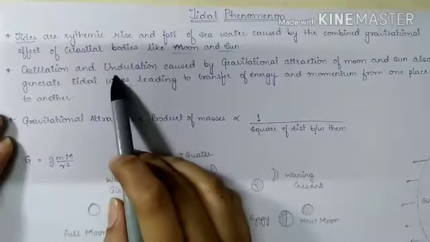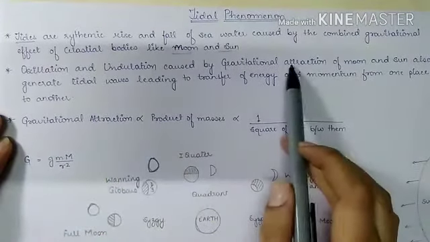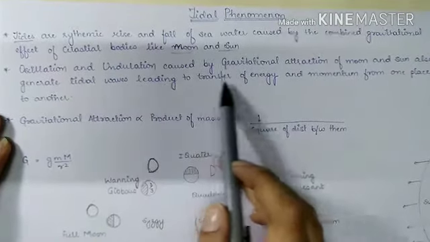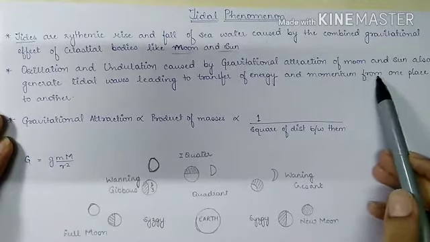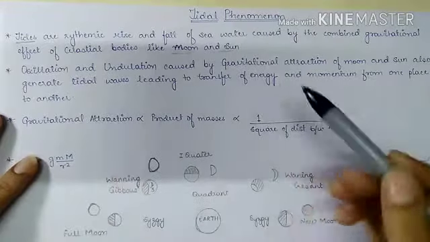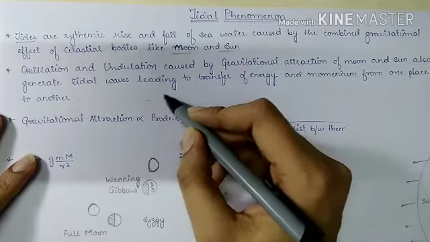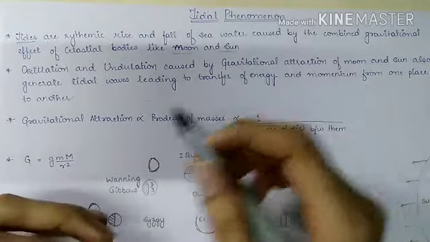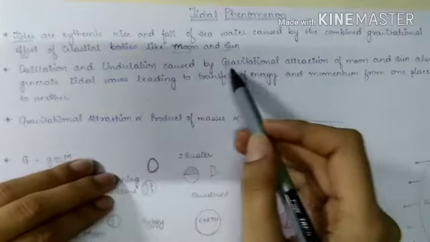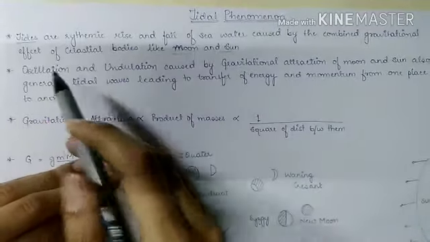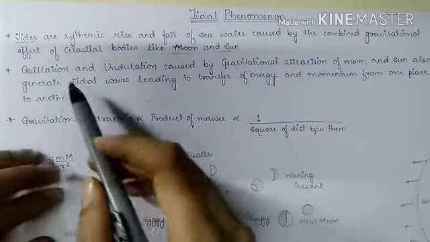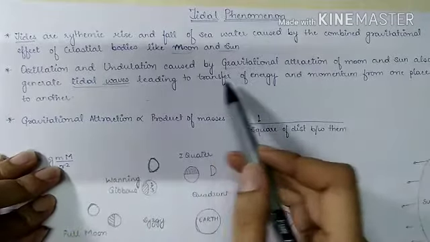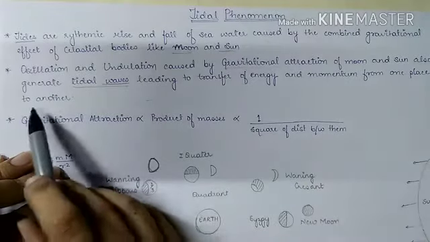The oscillation and undulation caused by the gravitational attraction of the moon and sun also generate tidal waves, leading to the transfer of energy and momentum from one place to another. So we know that waves are actually a transfer of energy from one place to another. Because of the oscillation and undulation caused by gravitation, the tides also generate tidal waves, and these waves lead to the transfer of energy and momentum from one place to another.